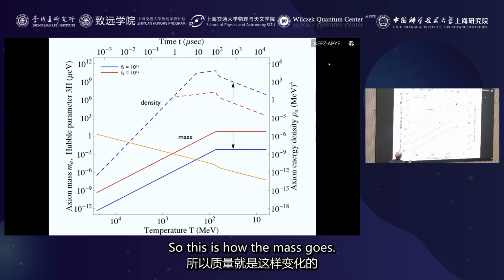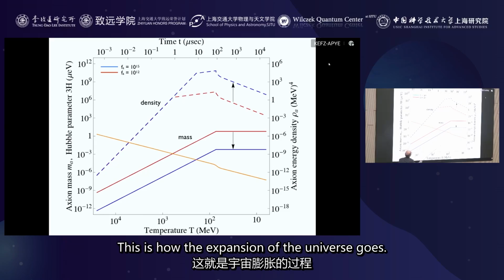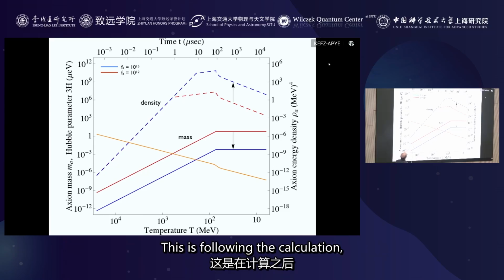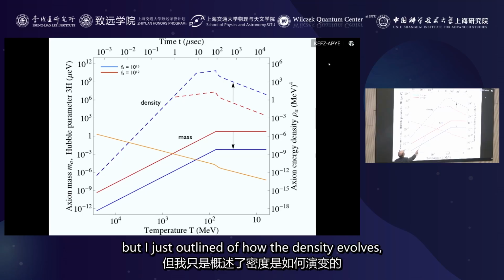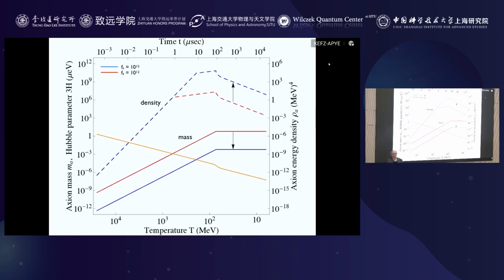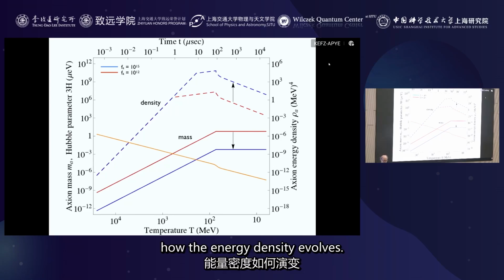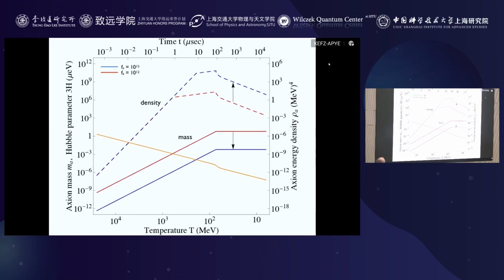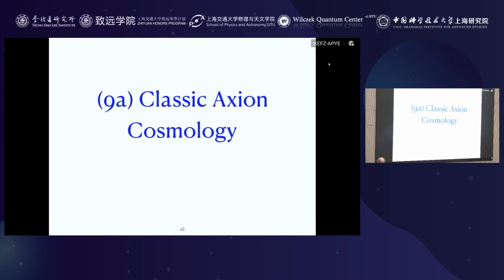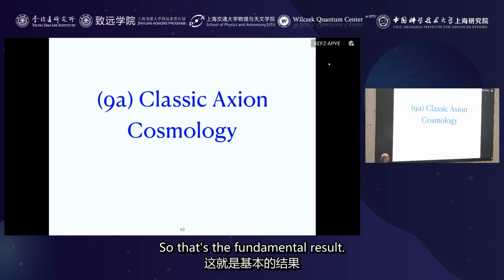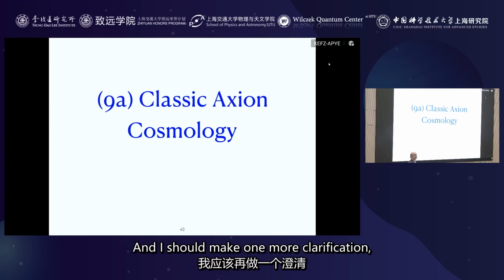So this is how the mass goes, this is how the expansion of the universe goes, and this is following the calculation that I just outlined of how the energy density evolves. Okay, so that's the fundamental result.